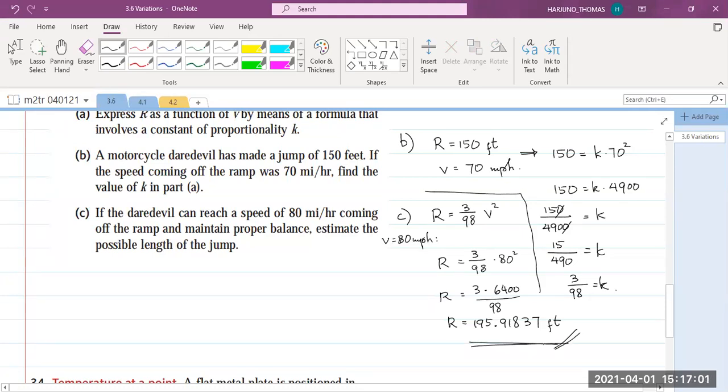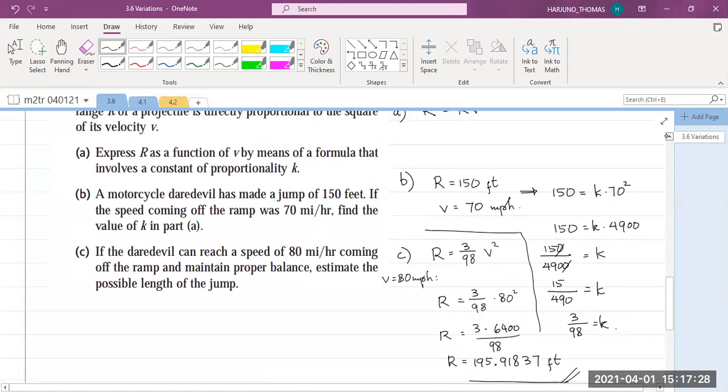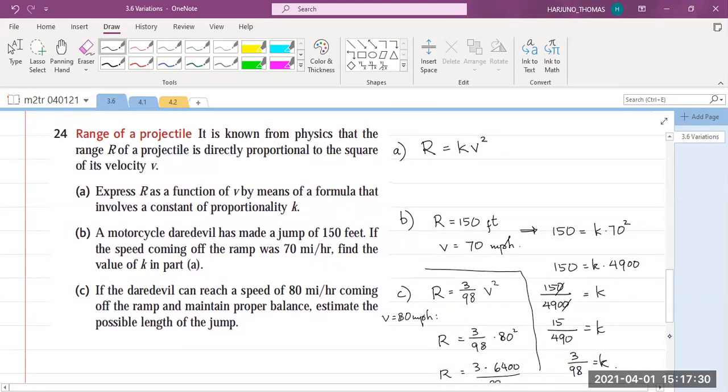So using the result from that 70 miles per hour, which gives us 150, if you want to jump like 200 feet, then your speed will be, of course, more than 80 miles per hour. If you want to get at least 200 feet, it should be more than 80 miles per hour. That's for number 24.